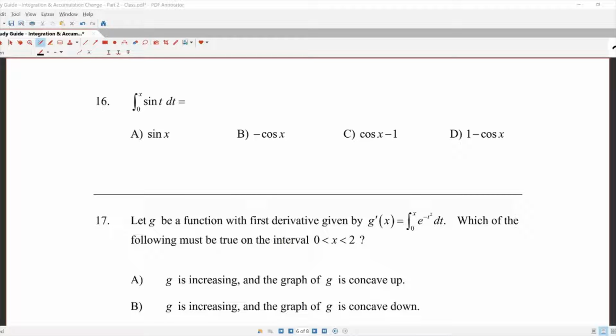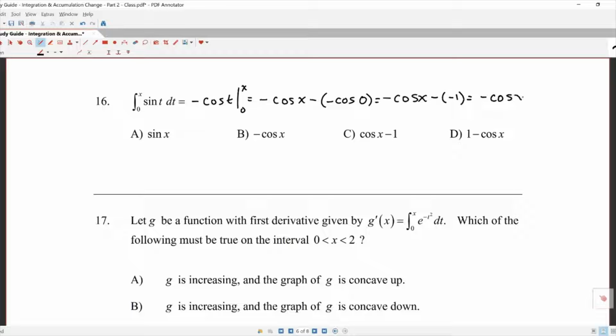Okay, let's finish off the multiple choice questions. So number 16, the integral from 0 to x of sine of t dt. Well, the antiderivative of sine is the negative cosine of t evaluated from 0 to x. Let's plug in x, minus plug in 0. Cosine of 0 is 1, so in the parentheses we get a negative 1. So it's negative cosine of x plus 1, which is the same as 1 minus the cosine of x.